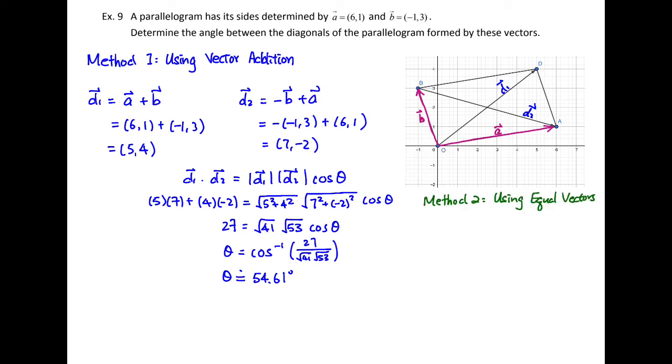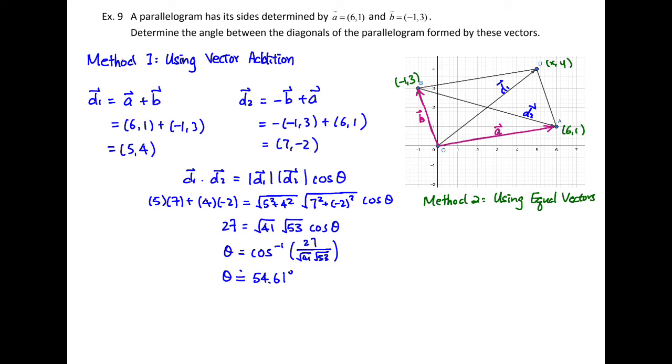Method 2. We're going to use equal vectors to help us find the two diagonal vectors. So first, we have to label the points D, X, and Y. And since those two vectors are both position vectors, that means the tail will be at the origin, the head will be at locations (6, 1) and (-1, 3). So we can label point A as (6, 1), and point B will be (-1, 3).